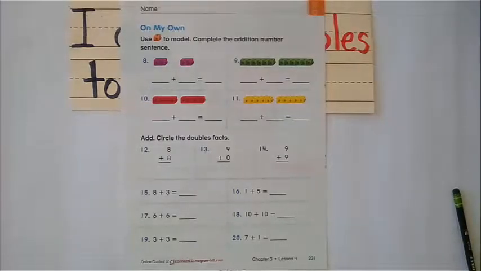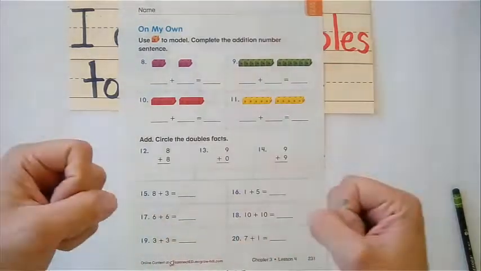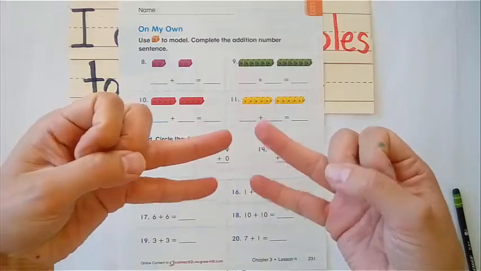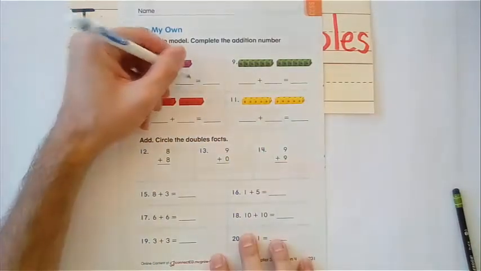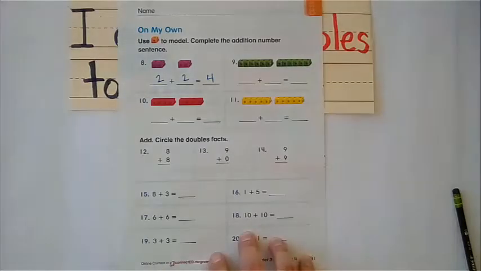Okay, welcome back. So let's get started with the answers. Now this one has 2 blocks and 2 blocks. So I'm going to do 2 plus 2. So I have 2 plus 2. How many fingers is that? 4. So I'm going to say 2 plus 2 is 4.